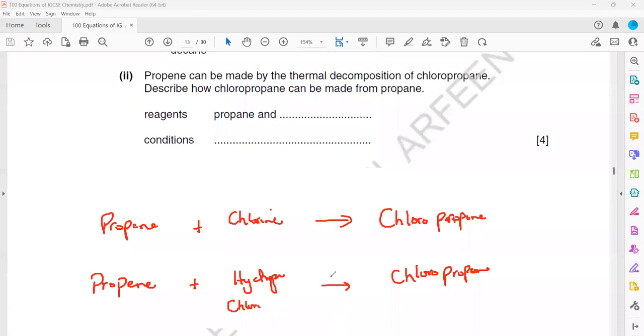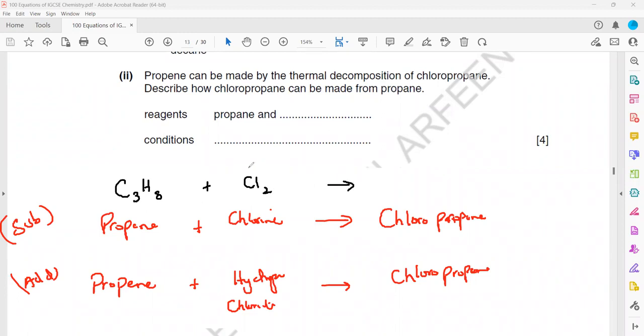So if propane is there, we need only chlorine, because this type of reaction is a substitution reaction. Here, this type of reaction is an addition reaction. If I write the equation for both of them, propane means prop means 3, C3H8, reacted with chlorine, which is Cl2.